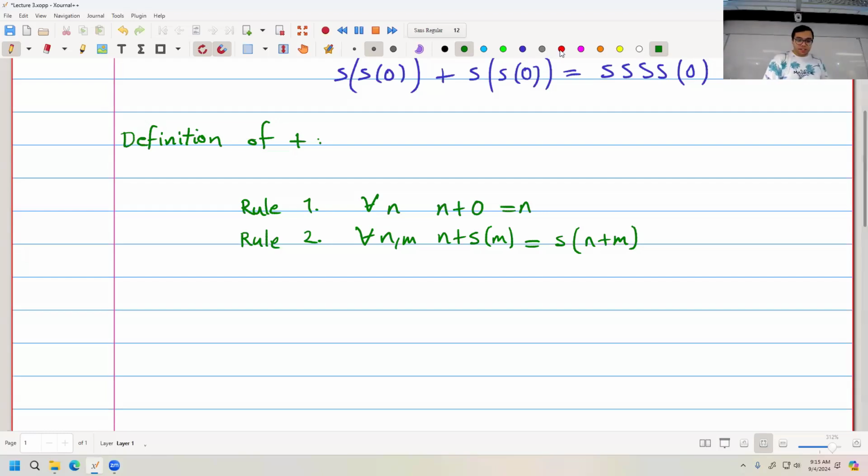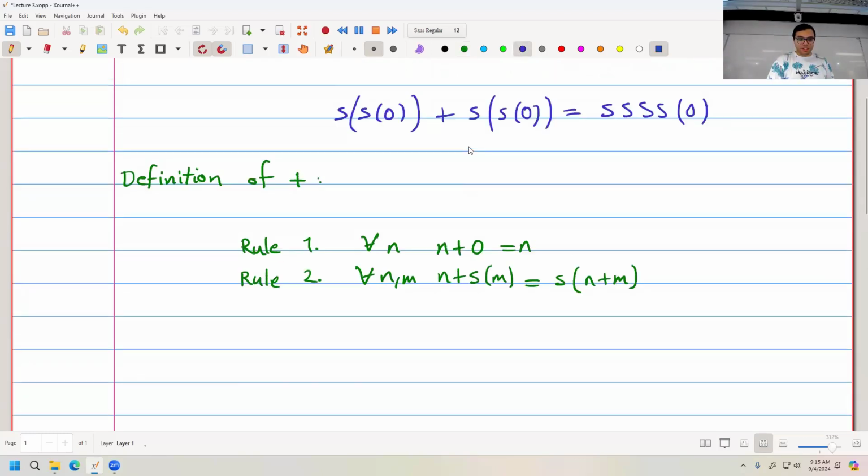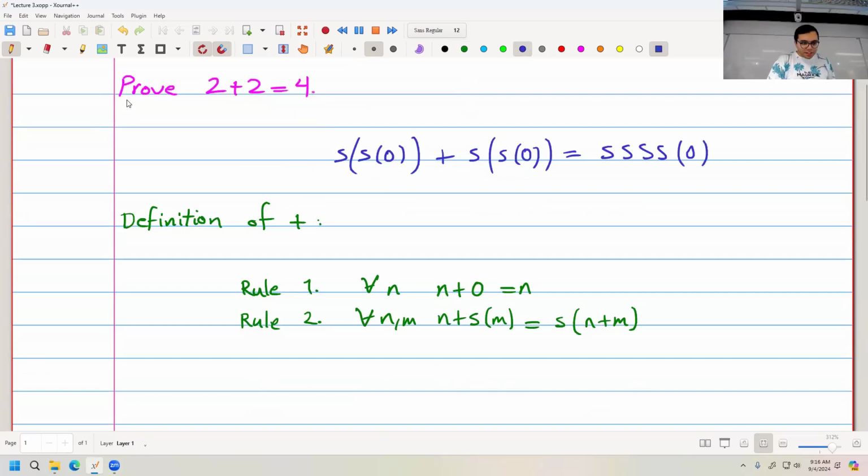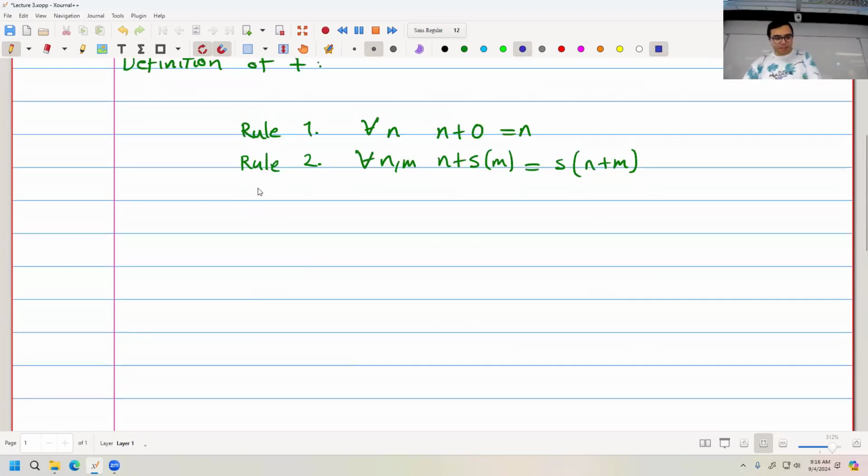Okay. So using this definition, well, this is kind of a hard theorem. Maybe let's start with something easier. Let's prove 1 + 1 is 2. So 1 was the successor of 0, and this 1 is also the successor of 0. So I want to find successor of 0 plus successor of 0.